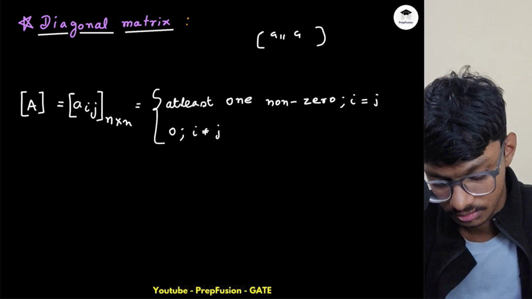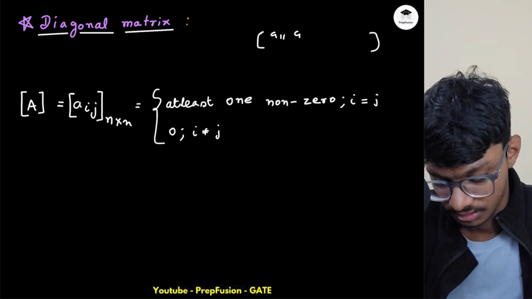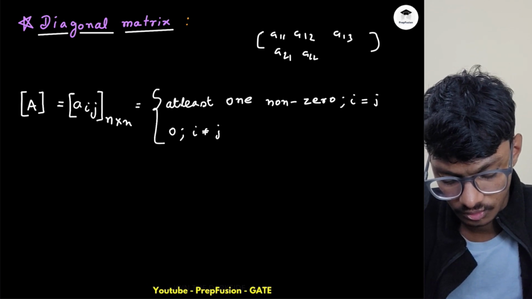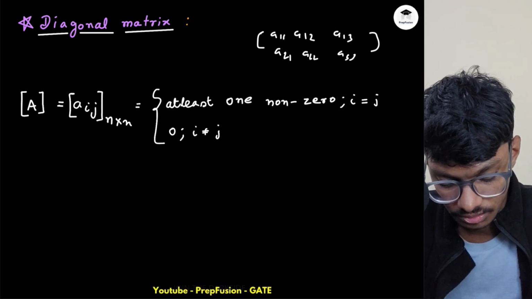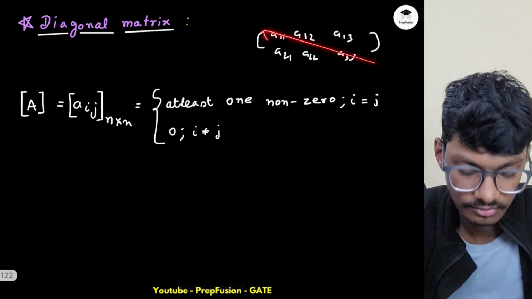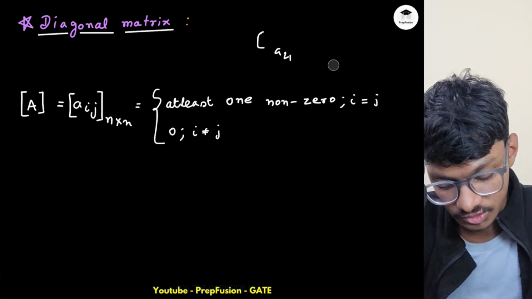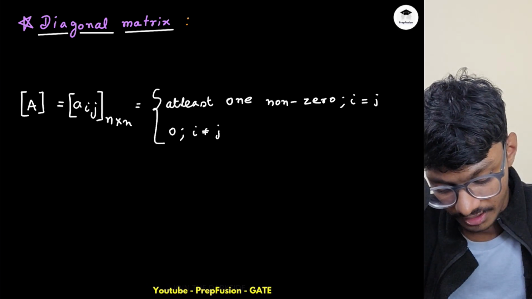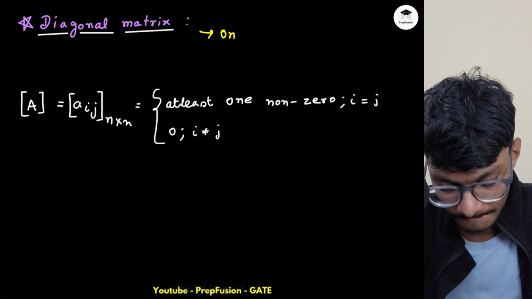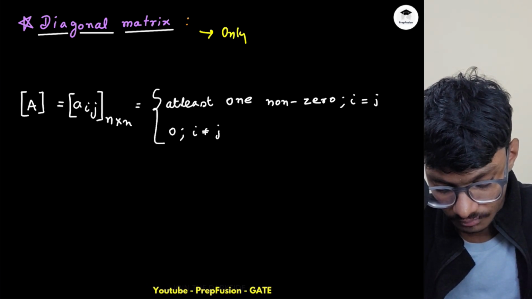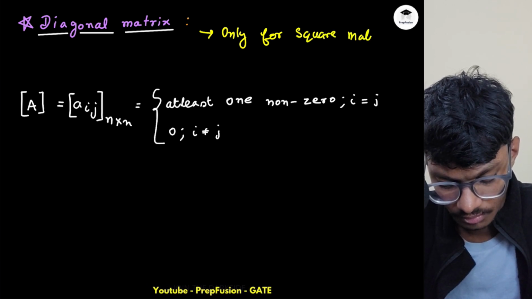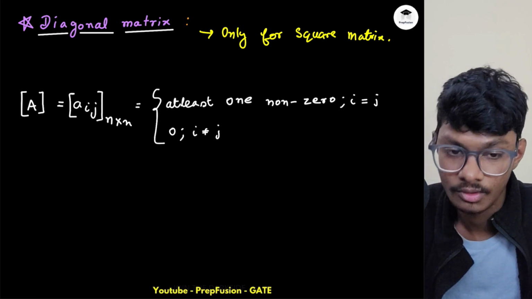In a rectangle, A11, A12, A13, A21, A22, A23. The diagonal should connect the endpoints, right? But here, what can I say is the diagonal? No diagonal, right? But for a square, it is easier to identify the diagonal. That's why it is only valid for a square matrix.